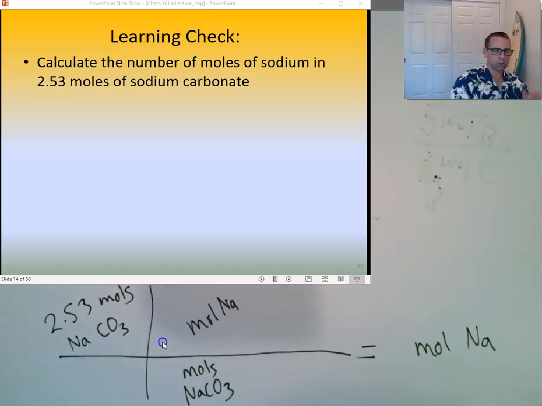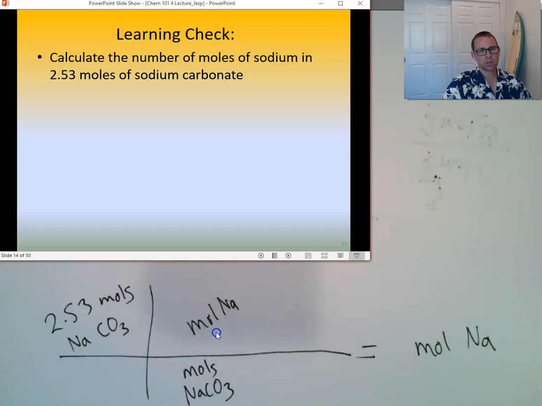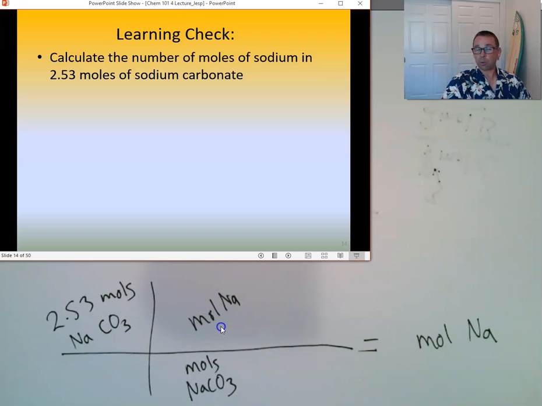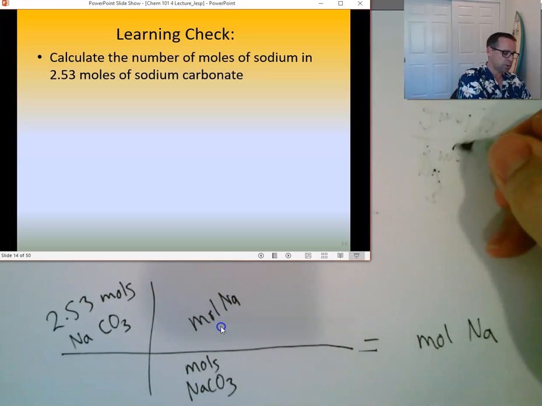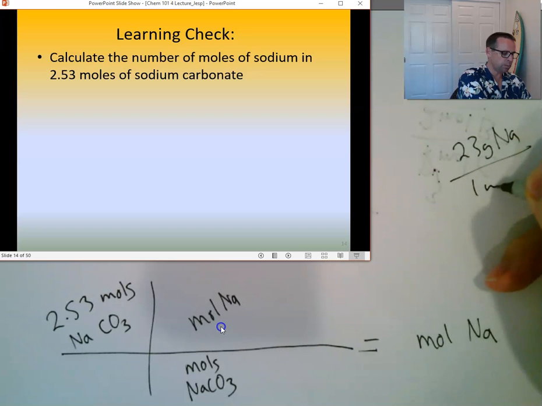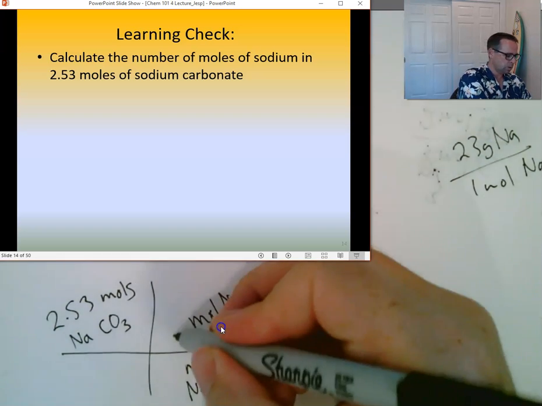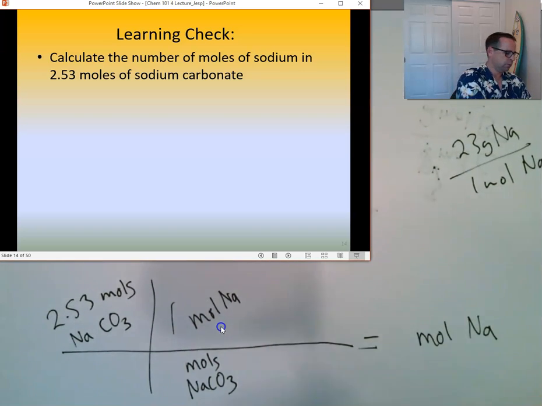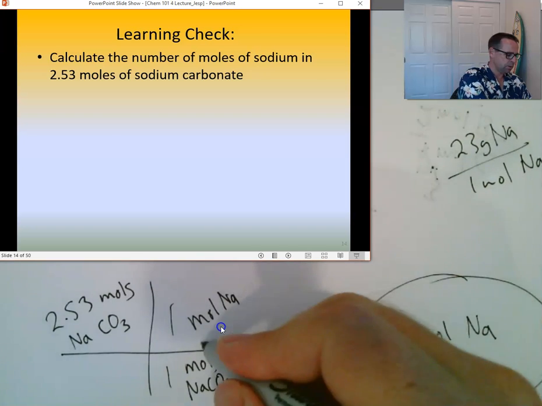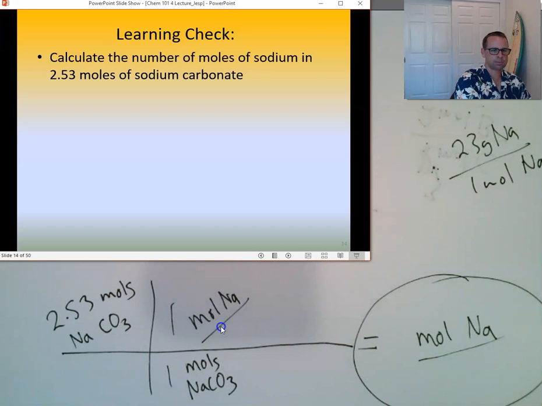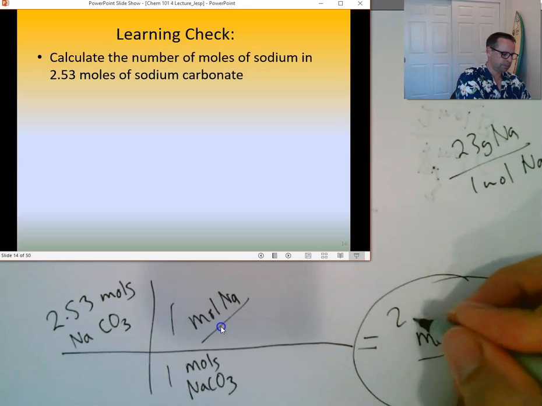sodium are in a mole of sodium carbonate? There's 23, but that is grams of sodium per mole of sodium. There's 23 grams of sodium for every 1 mole of sodium. We want 1 mole of sodium for every 1 mole of sodium carbonate, like that? Okay, so what would our answer be then? We have moles of sodium, 2.53 moles.